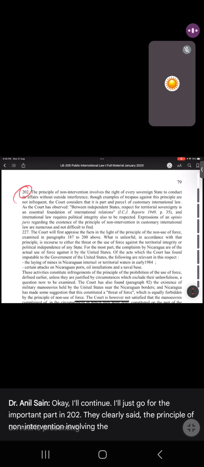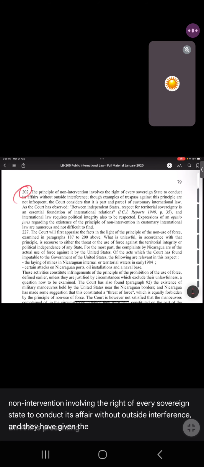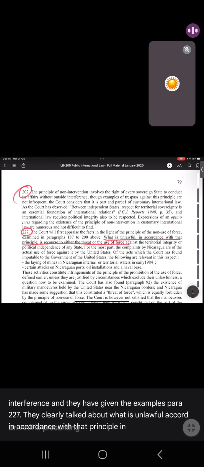Okay, I'll continue. I'll just go for the important part. In para 202, they clearly said the principle of non-intervention involves the right of every sovereign state to conduct its affairs without outside interference, and they have given the examples. In para 227, they clearly talked about what is unlawful in accordance with that principle: recourse to the threat or use of force against the territorial integrity or political independence of the state.